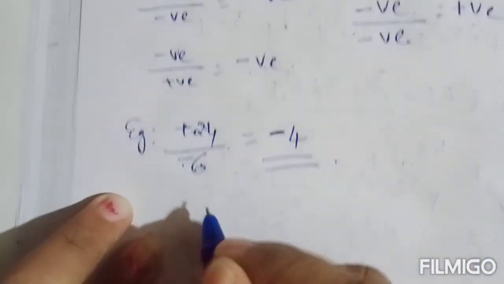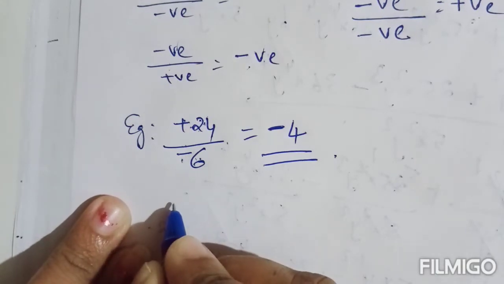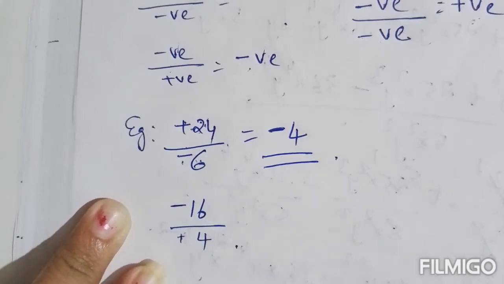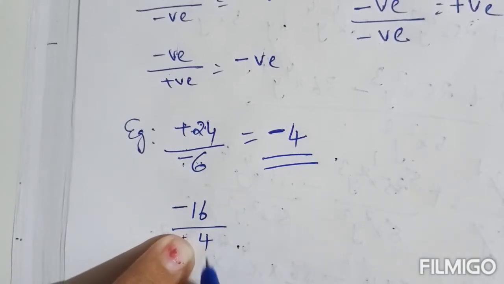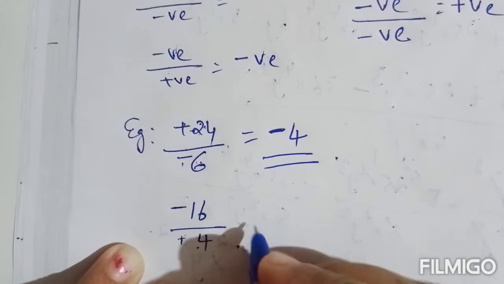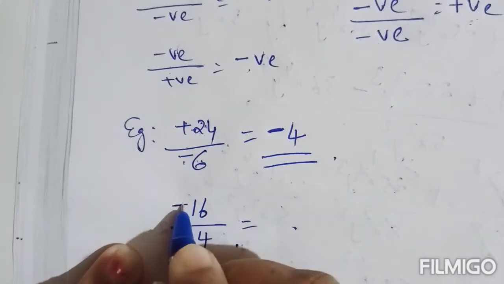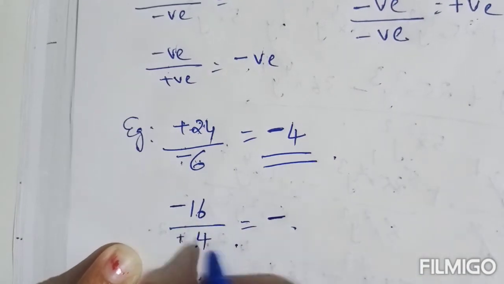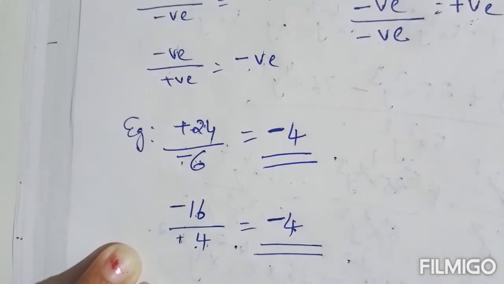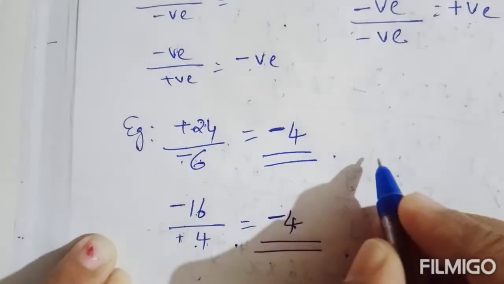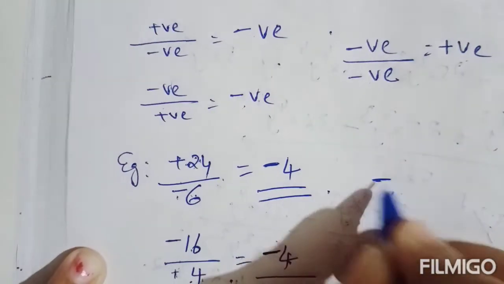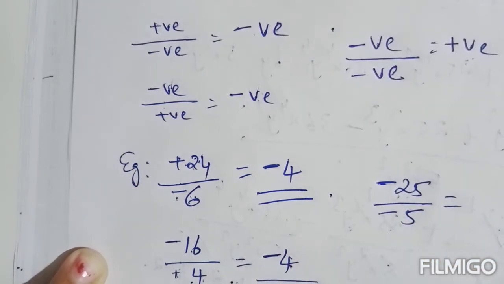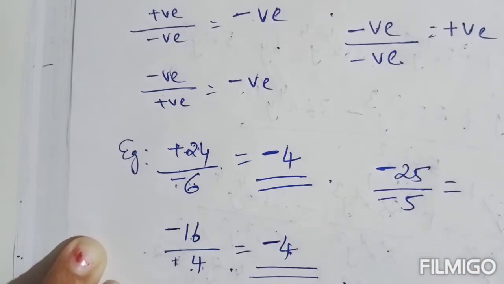Okay, similarly, another example, let us take negative 16 by positive 4. Positive 4, we can simply write 4 also. Minus 16 by 4. What you will get? Negative divided by positive, it is negative. 16 divided by 4, it is 4. So minus 4 will be the answer. Okay. Now let us take two negative numbers. Minus 25 by minus 5. Two negative numbers if you are dividing means you will get a positive number as answer.